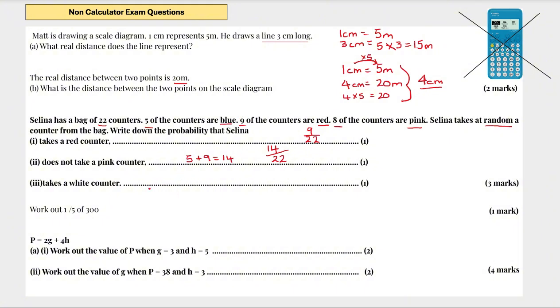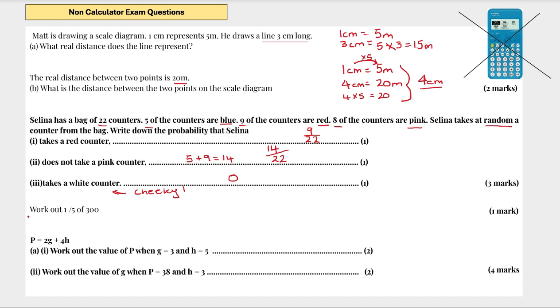So the next one takes a white counter. Come on, guys. It's a trick question. Is there any white counters in there? There isn't. There's blue, red, and pink. So for 1 mark, your answer is simply 0, because there isn't any white counter. It's a cheeky red herring. Very, very cheeky. Can catch people out, that can.